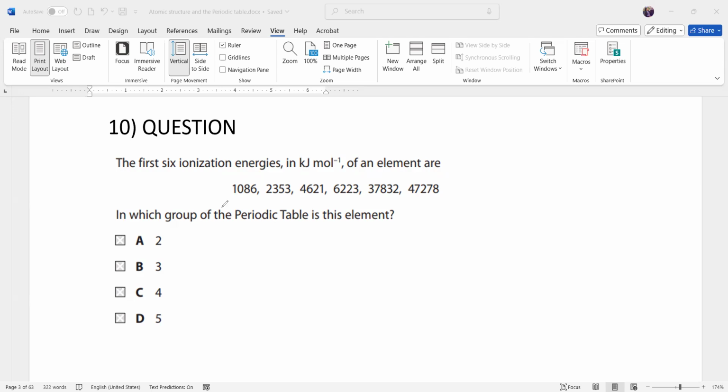Because C is 1086, 2353, 4600, 6200, and then there's a very big jump. It means all these electrons were removed from the last shell. So how many electrons were removed from the last shell? 4 electrons were removed from the last shell. That's why the group number is equal to 4. Is it clear, this one?